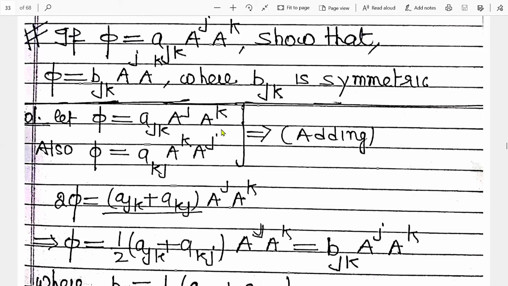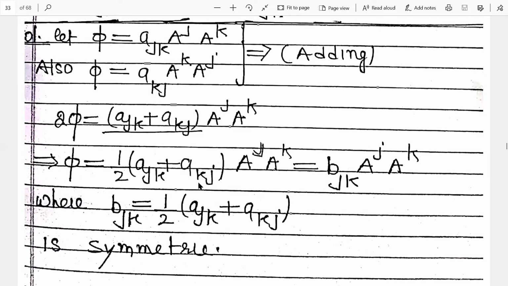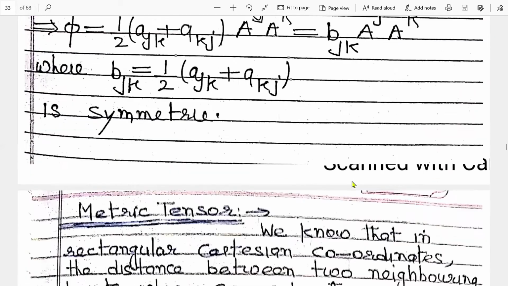Adding these two equations, we get 2 phi equal to AJK plus AKJ, AJ into AK. Now this implies phi is equal to these values. This term should be equal to BJK, so substitute this tensor equal to BJK. We know that this BJK is a symmetric tensor, so it means phi is also converted in this form. So that is our result.